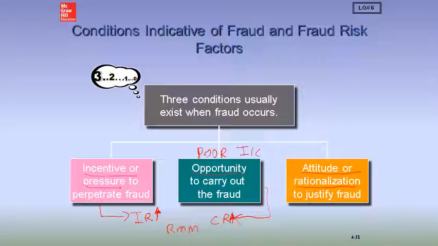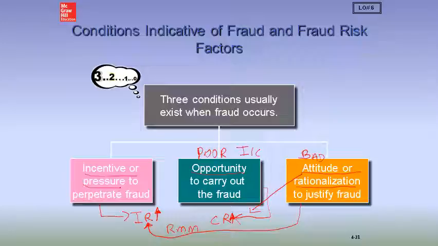Okay, rationalization attitude is probably going to impact our inherent risk. Okay, but it could, and it's often, when you see this attitude, it's often a bad attitude by a dominating management that starts to override the internal controls. So it could affect the internal control as well from that angle.